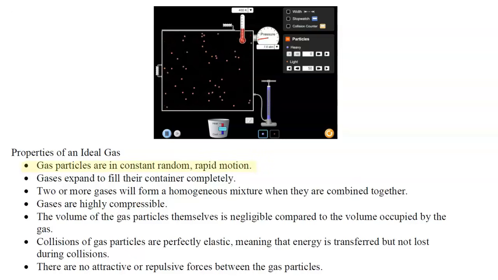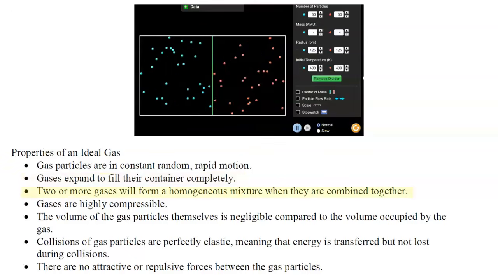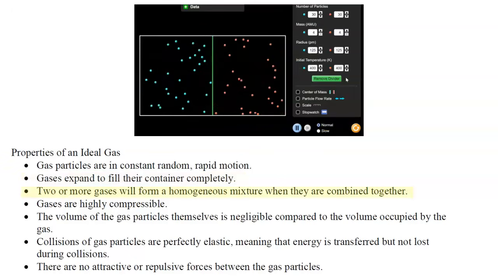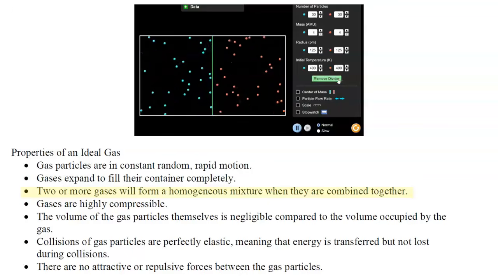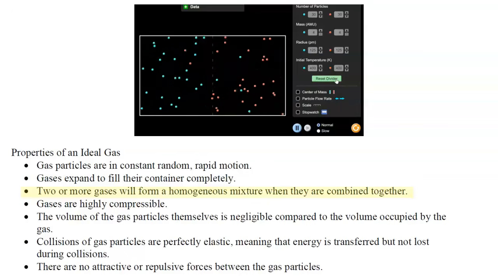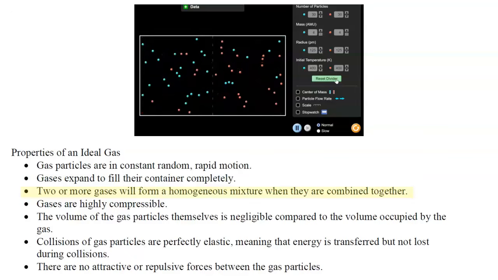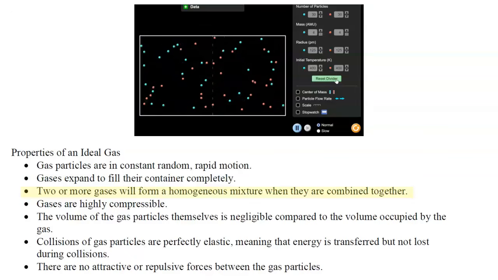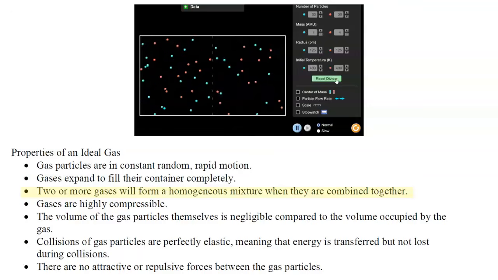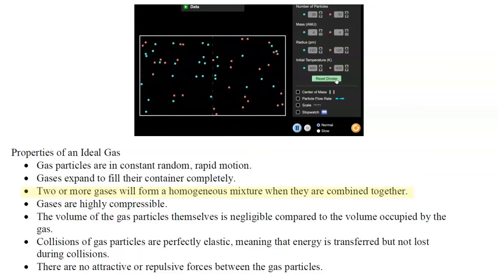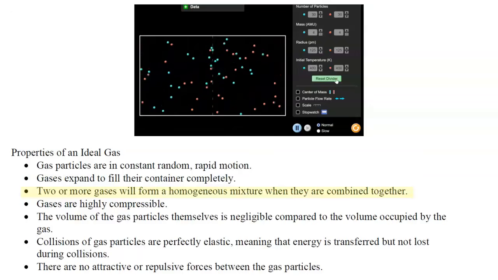Gas particles are in constant random rapid motion. Gases expand to fill their container completely. And as you can see in this video clip, where they remove the divider between two gas samples, two or more gases will form a homogeneous mixture when they are combined together, and that is due to the random motion of the gas particles as they collide with each other.